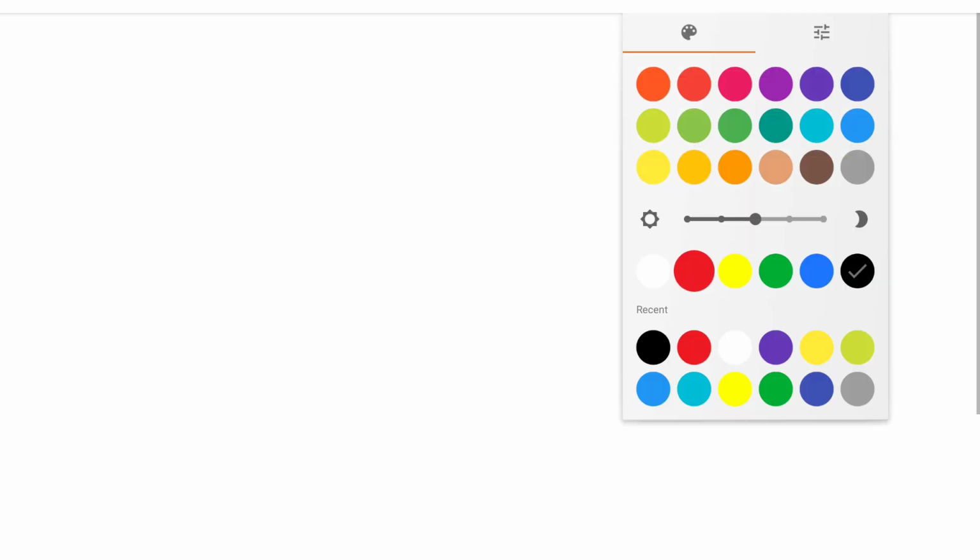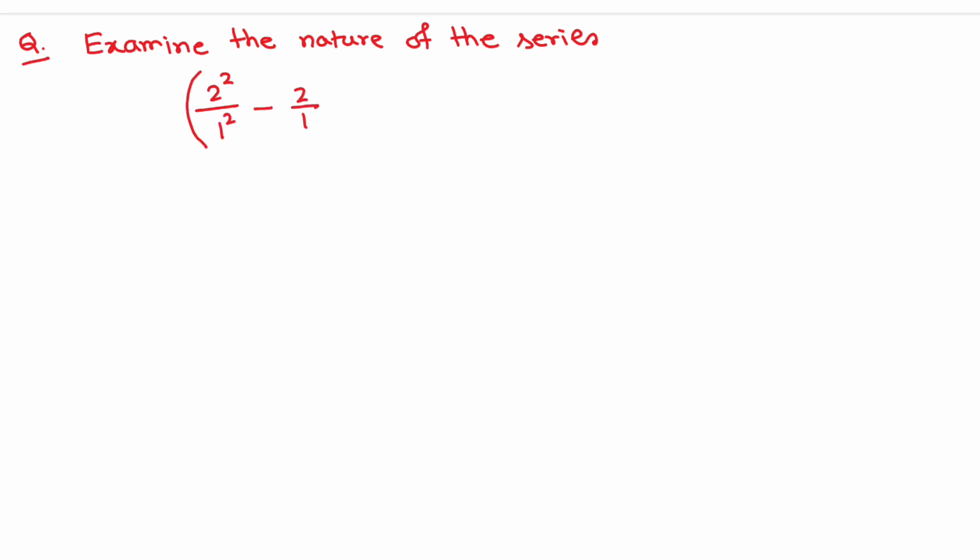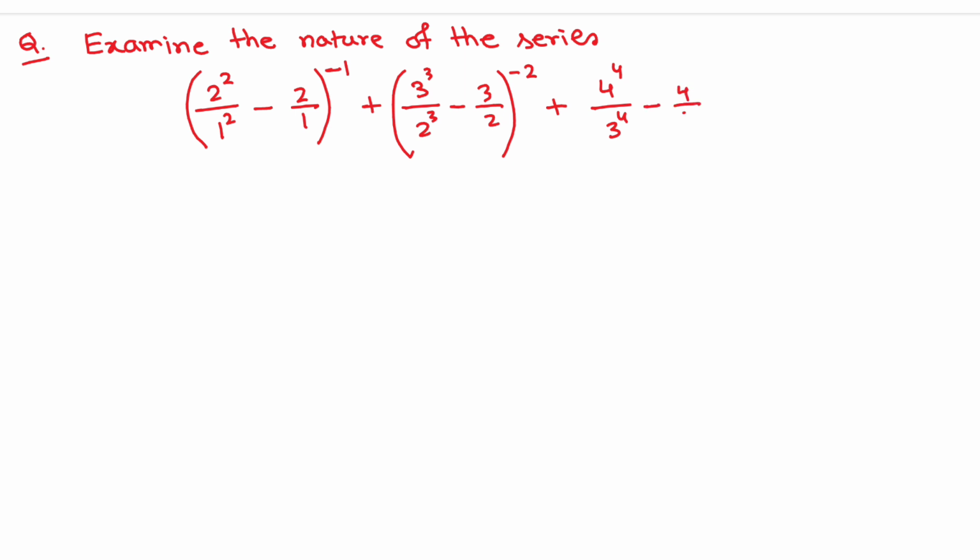Let's solve another problem. Examine the nature of the series 2 square divided by 1 square minus 2 by 1 whole to the power minus 1 plus 3 cube divided by 2 cube minus 3 by 2 whole to the power minus 2 plus 4 to the power 4 divided by 3 to the power 4 minus 4 by 3 whole to the power minus 3 plus dot dot dot.